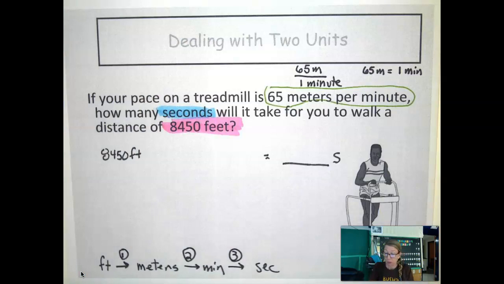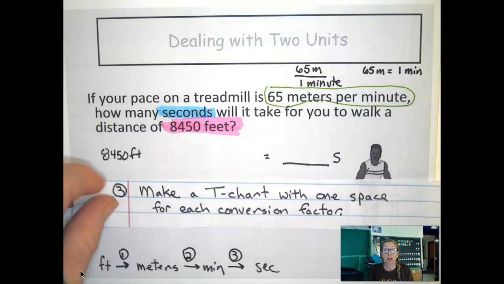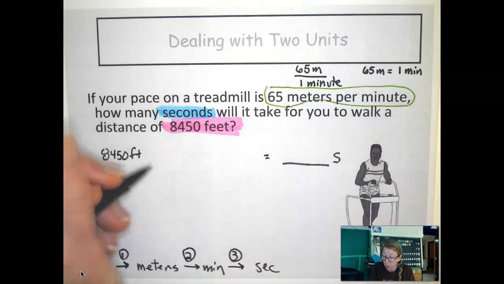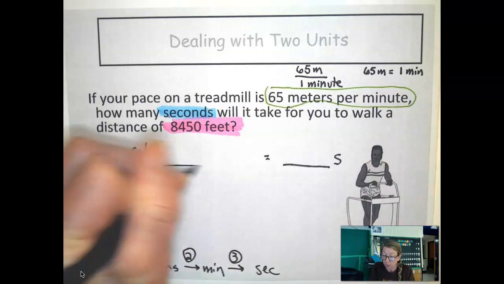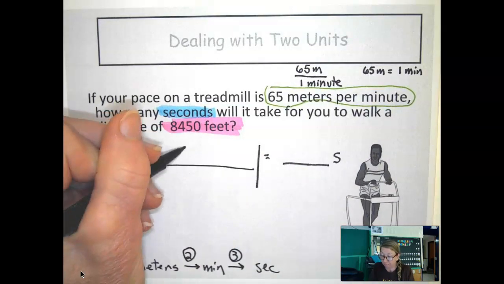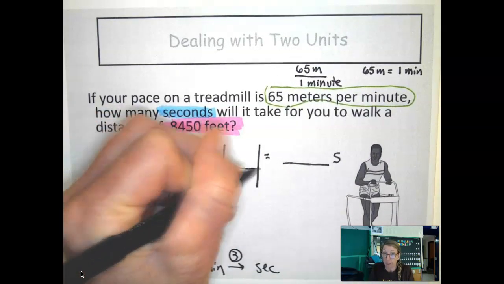let's do the next step. Make a T-chart with 1 space for each conversion factor. Boom. And I need 3. Sweet.